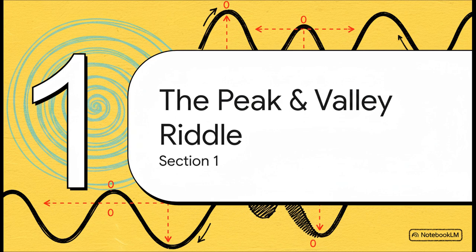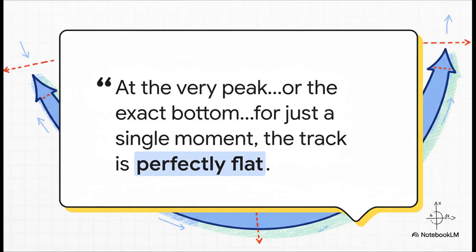All right, section 1. Let's start with a really simple riddle about our roller coaster. The answer to this is going to be the key to understanding what's happening at those most extreme points, the very top and the very bottom. Just picture it. You're climbing that huge hill, and right at the very, very top, you're not going up anymore, right? But you haven't started going down yet either.